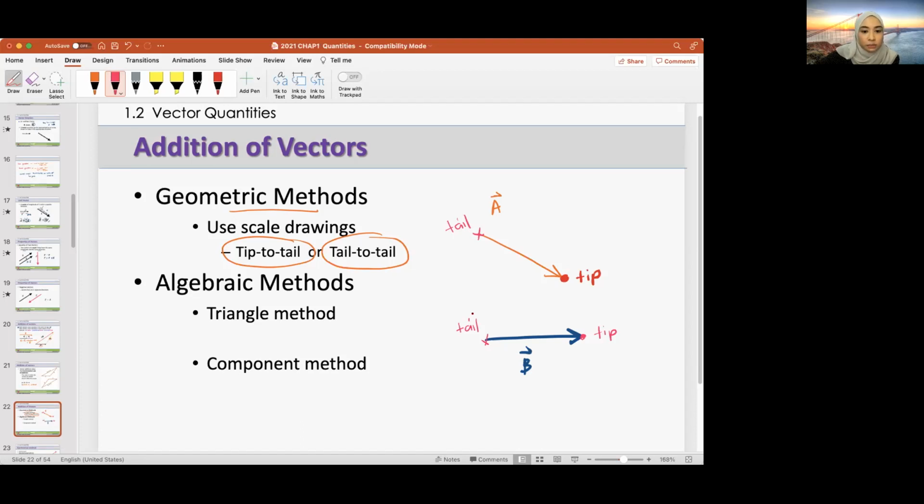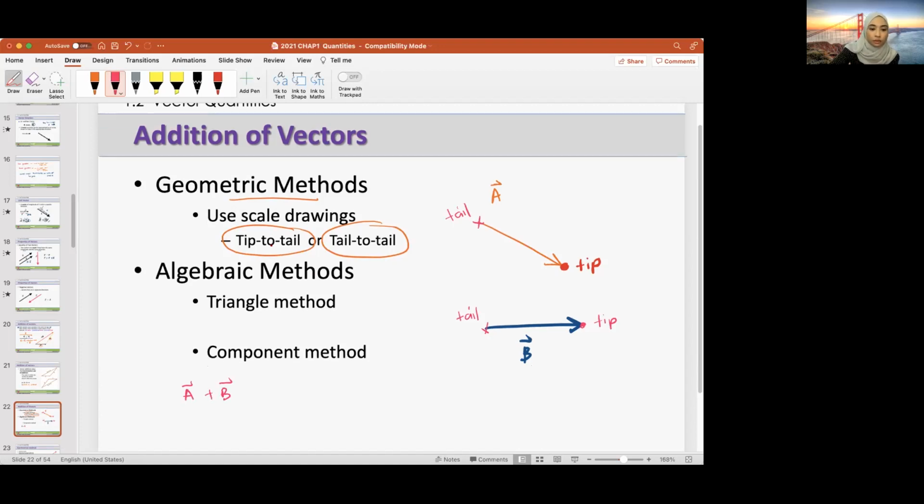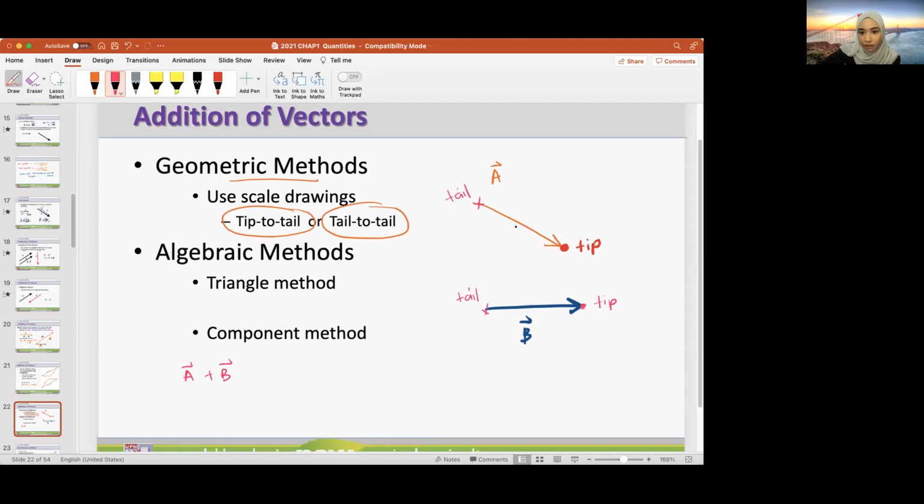So what is the tip to tail method? I want to add A vector plus B, so I want to use tip to tail. This means I start with my A vector. My A vector is like that. I try to make it similar. This is my first vector, and I want to add it with B. So tip of A to tail of B. This is the tail of B. So it goes this way.